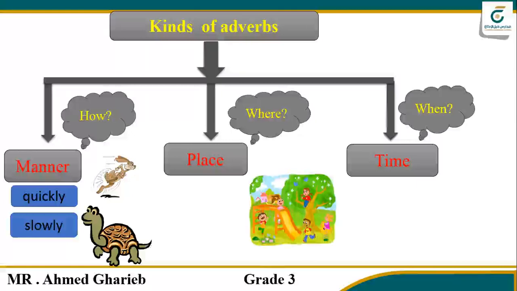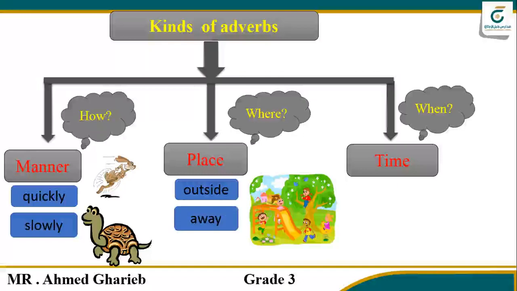Here we have some children playing in the garden. So they play outside. Outside is an adverb of place. It shows us where the verb happens. They play outside. The verb is play.